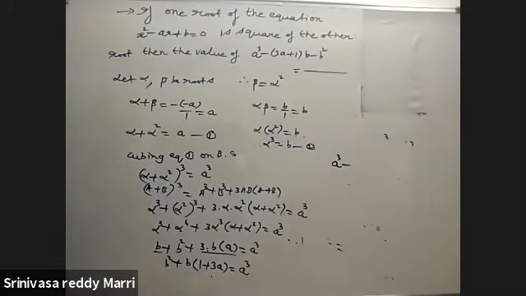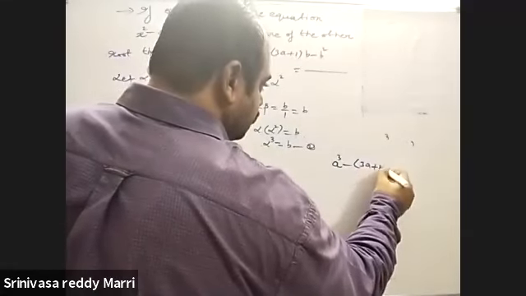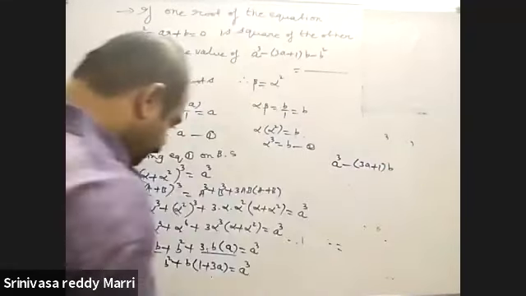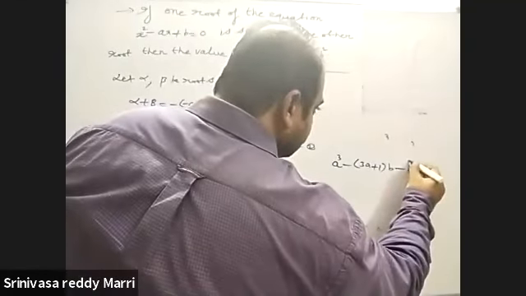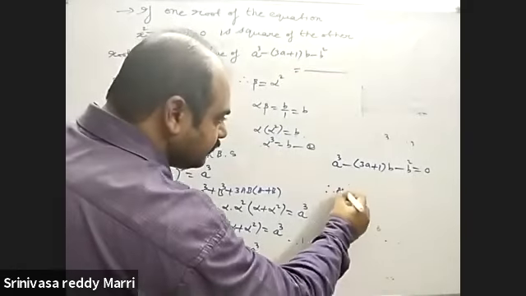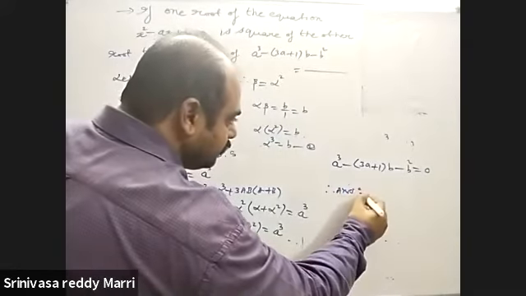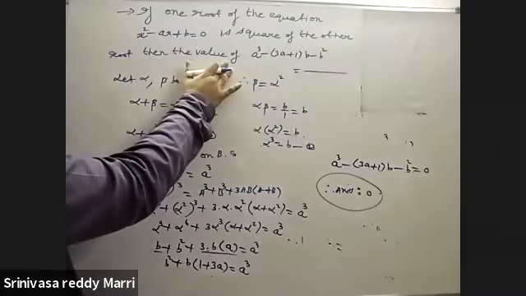A cube, bring that side. Minus 3A plus 1 into B minus B square is what? 0. Therefore, the answer is nothing but 0. Like that, a numerical answer question is like this one.